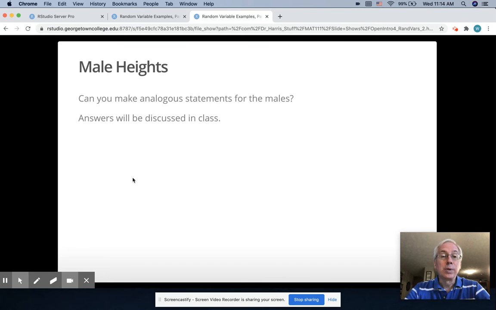I'm going to ask you to make analogous statements about the males. So you can go back into the output of favstats, identify the mean and standard deviation, round to 1 decimal place, and then apply adding and subtracting 1, 2, and 3 standard deviations away from the mean to get the ranges over which 68, 95, and 99.7% of observations would land between. And we'll go over this in class.